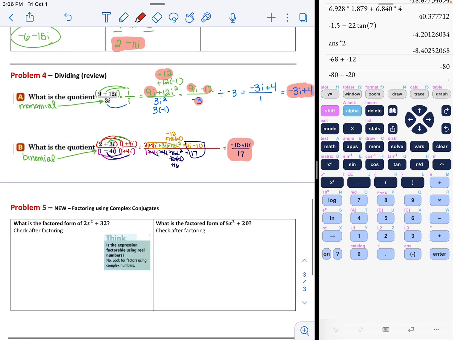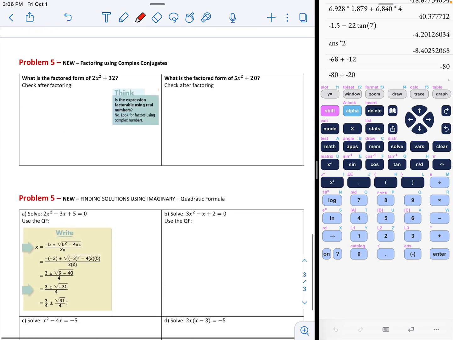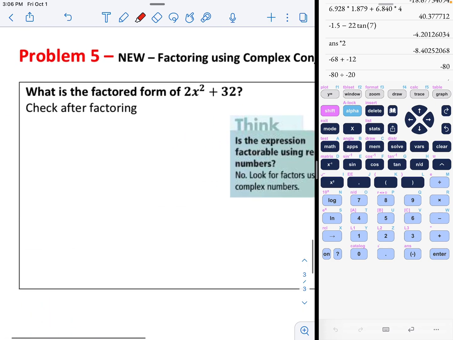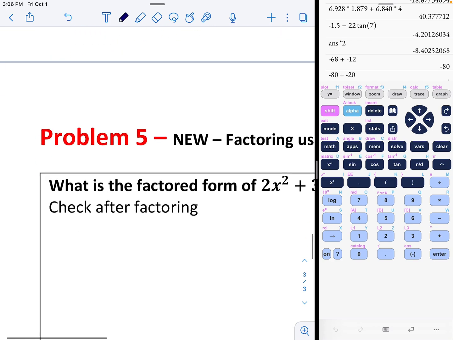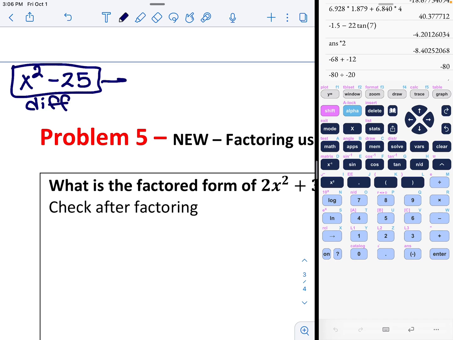Okay. Let's take a look at problem 5. What is the factored form? Now, I think I should probably bring you back to something we talked about in 4.4, the difference of perfect squares. This is old. It quickly factors to x plus and x minus its square root.